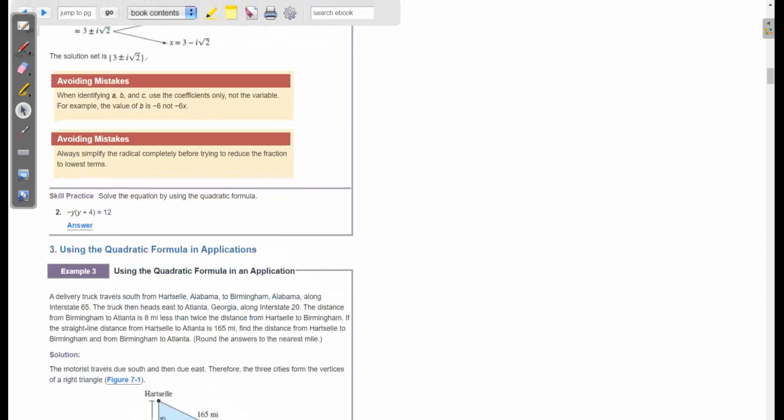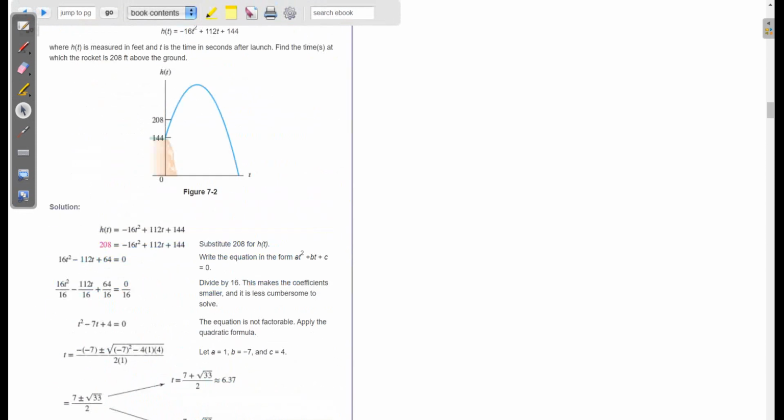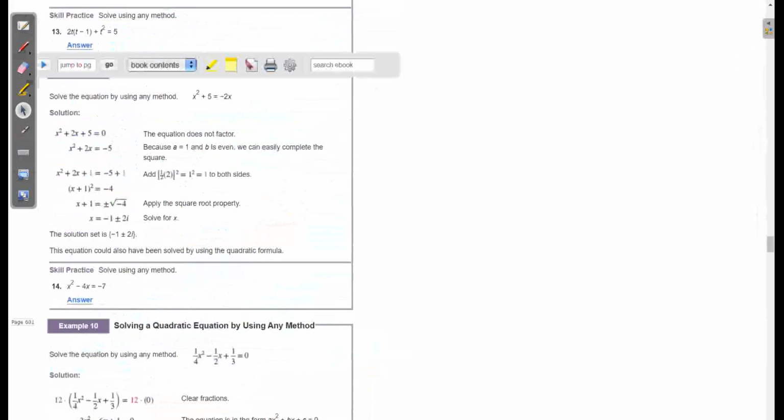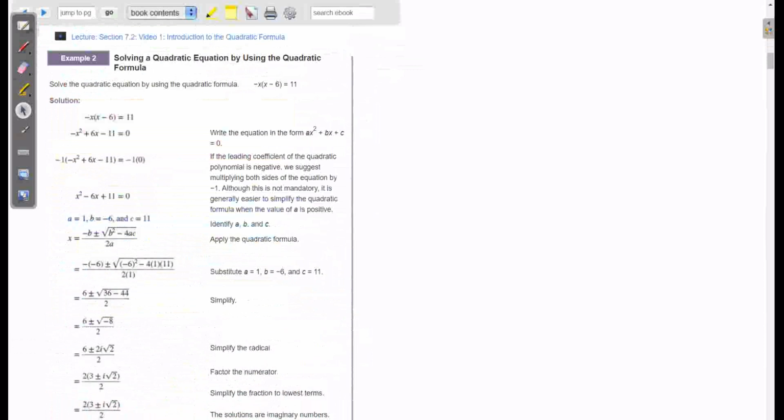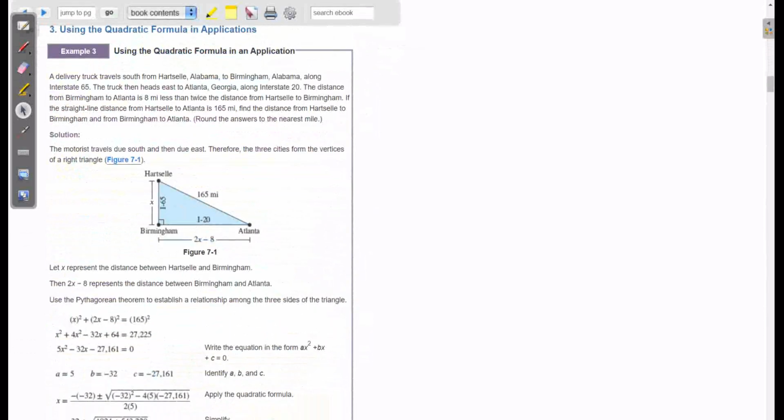Example 2. Man, if I recall, this particular section has, I think, like 11 examples. Yeah. All right, but we're on to example 3. All right, so using the quadratic formula in application.